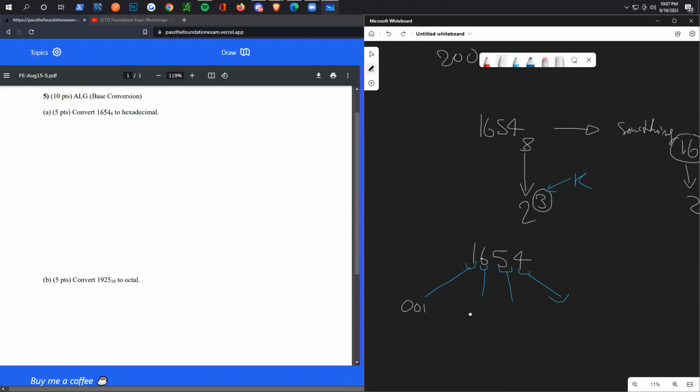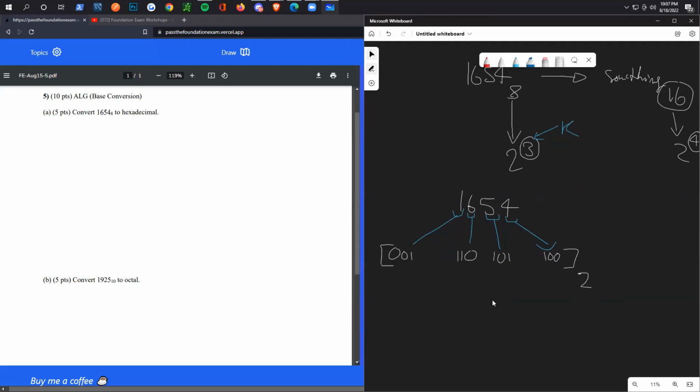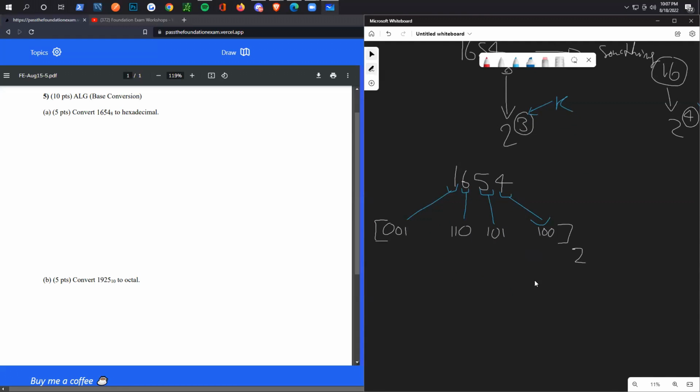We're going to do the same thing for 6. So 6 is 0, 1, 1. 5 is 1, 0, 1. And then 4 is 0, 0, 1. So that's what it looks like; we took it from octal, so this value is in octal. And this whole expression is going to be base 2. So this is what it is in binary.